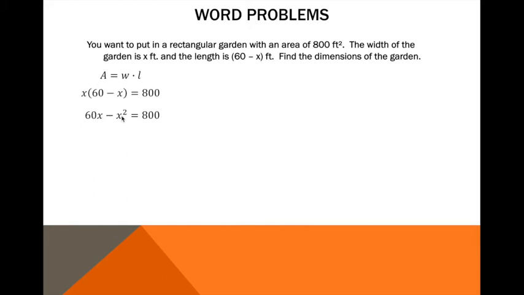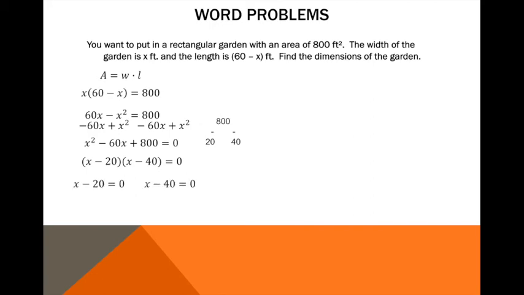Now I need to get my equation into standard form. So I'm going to subtract 60x and add x squared to both sides. So in standard form, x squared minus 60x plus 800 equals 0. Now I need to factor the polynomial. So I need to find two numbers that multiply together to equal 800 but add together to equal negative 60. So negative 20 and negative 40. So x minus 20 and x minus 40 are my factors. So I'm going to set each factor equal to 0. So x minus 20 equals 0 and x minus 40 equals 0. So x equals 20 and x equals 40.